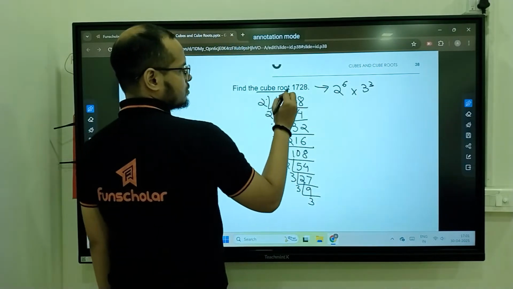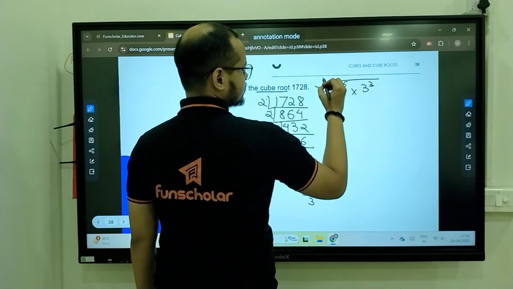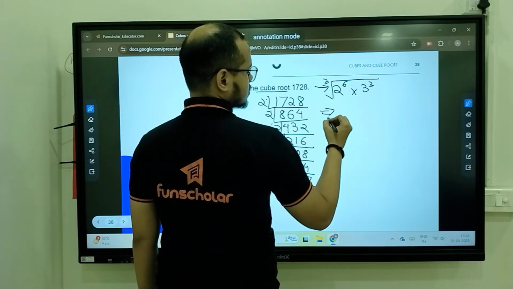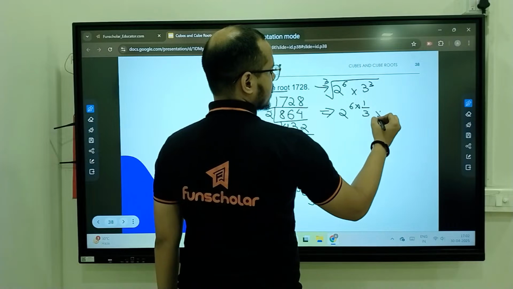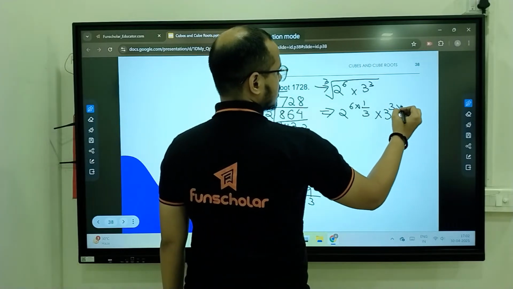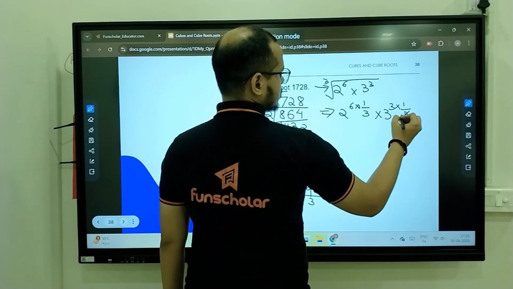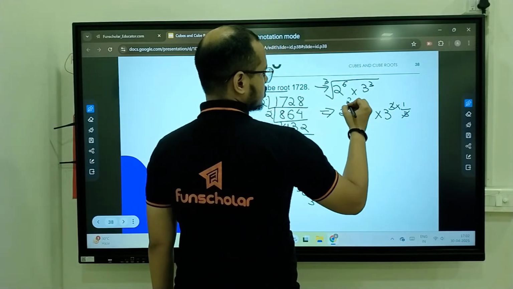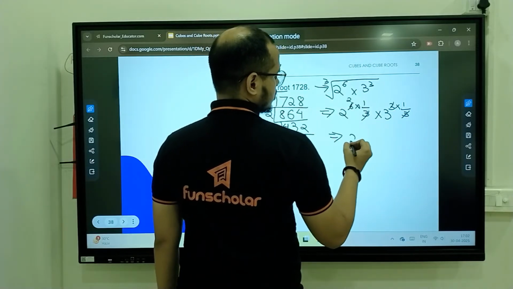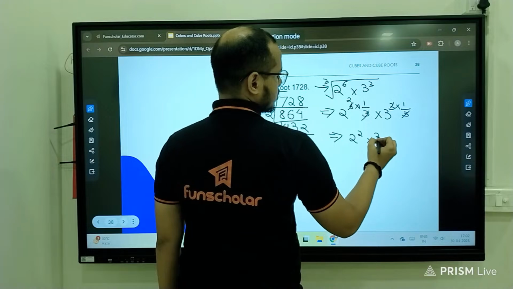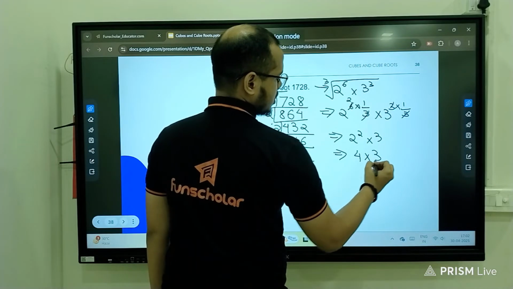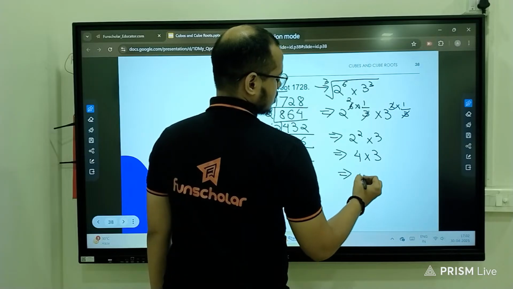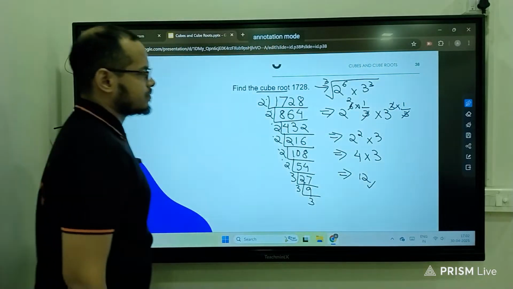Now we have to find the cube root. So 3 power 6 into 1 by 3, into 3 to the power 3 into 1 by 3. This cancels out, this and this. So 2 to the power 2 into 3. So 4 into 3 comes out to be 12. Okay, that is the answer.